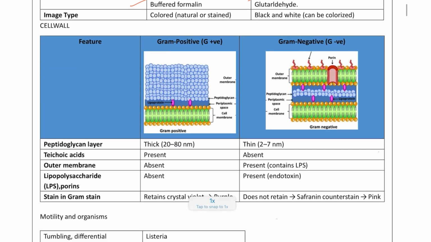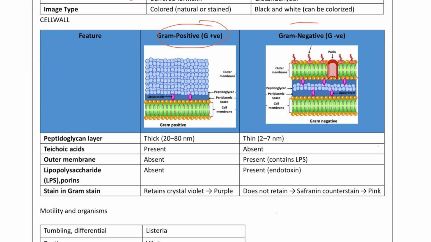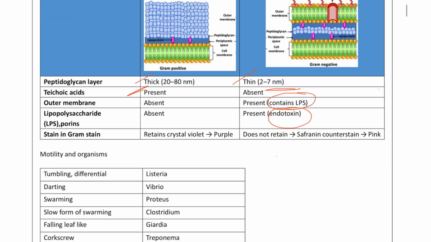Next, the major difference between gram positive and gram negative: gram positive consists of a thick peptidoglycan membrane, and it is also present with teichoic acids. Whereas gram negative has a thin peptidoglycan, but it will contain lipopolysaccharides and also endotoxins. No teichoic acids will be present. So these are the major differences that you have to take note of.